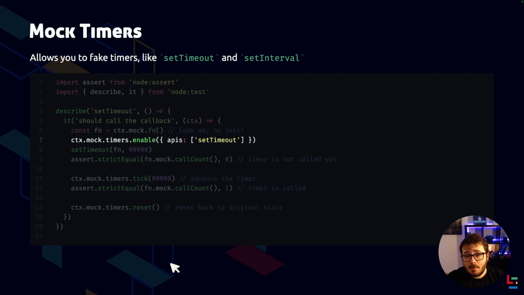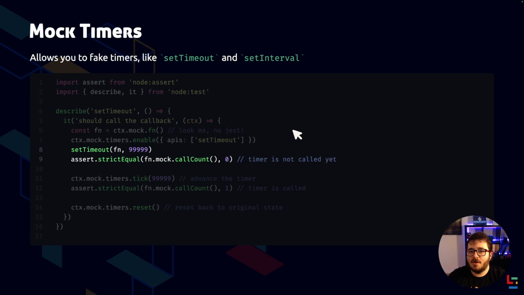In this, we enable the timers. So when we enable the timers, we say, hey, I want to enable these timers, and I want these APIs. The API that I want to enable the timers for is just setTimeout. Everything else is not going to be mocked, just setTimeout. And then I'm just going to create a timeout with a function that's just like a mock function for this timestamp. And then I'm going to assert if this function is actually being called. As you can see, if you run this code, this is going to be correct, because it's not called yet.